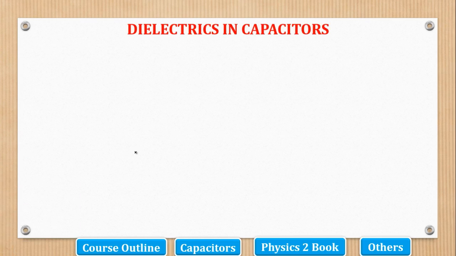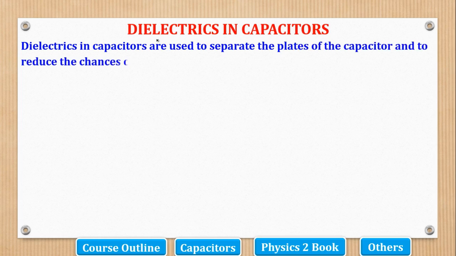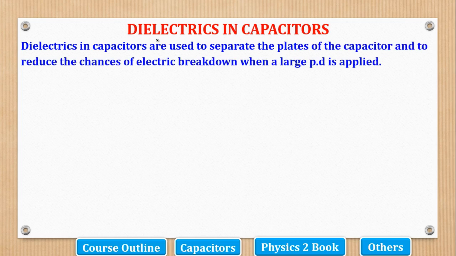So now we can start our topic, dielectrics in capacitors. So in simple terms, a dielectric is an insulator. So they are the dielectrics in capacitors, they are used to separate the plates of the capacitor and to reduce the chances of electric breakdown when a large PD is applied.